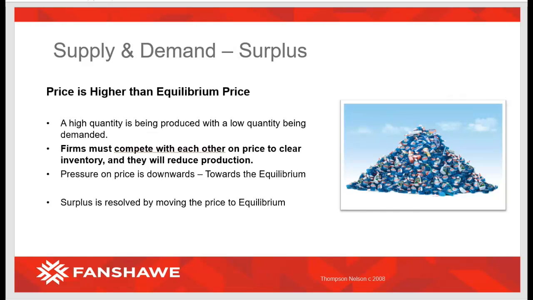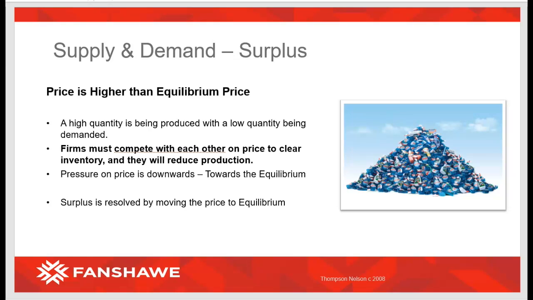If the price is too high, then there's going to be a surplus on the market. A surplus is when you have too much of something, right? If the price is over the equilibrium price, then the quantity supplied will be quite high and the quantity demanded will be quite low, right? And that means there's going to be a lot of excess production. There's a lot of this good being produced and not a very large quantity being demanded.